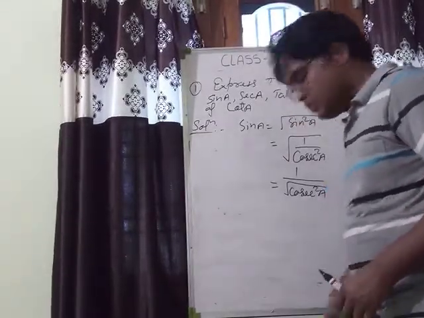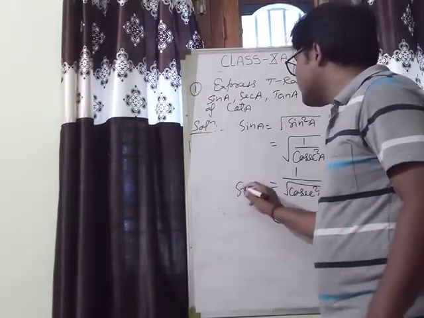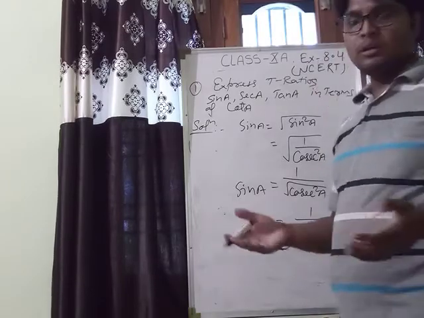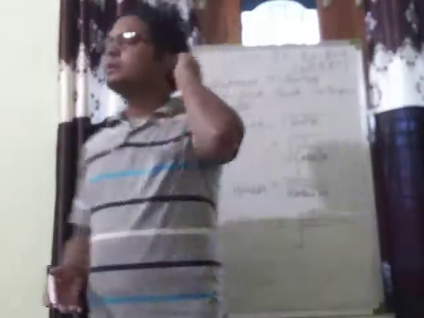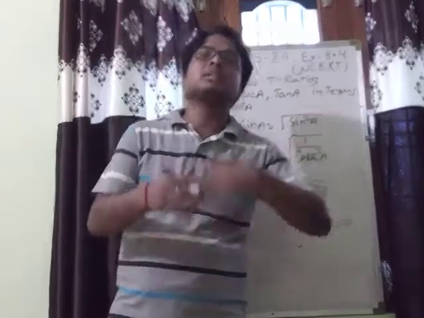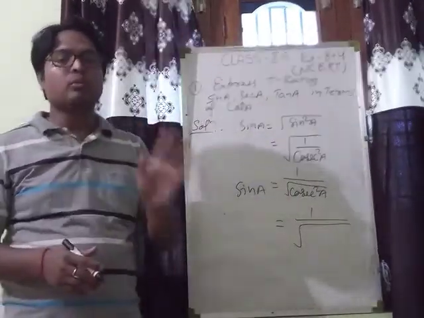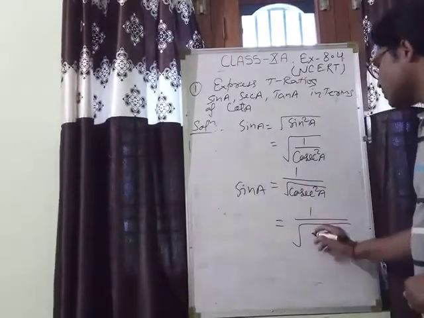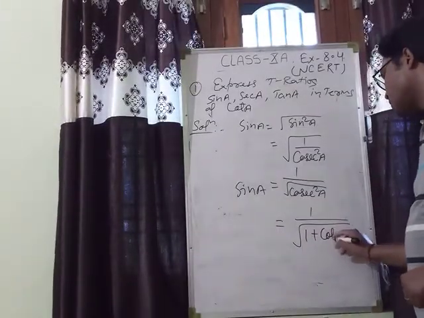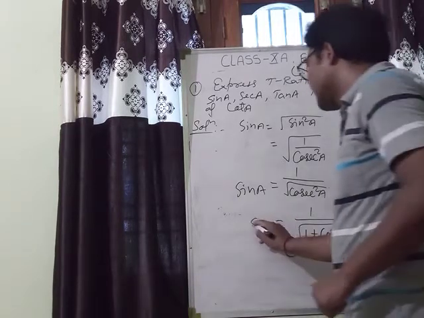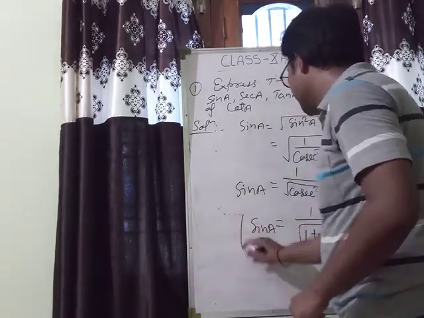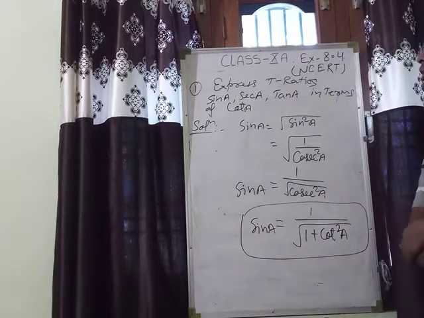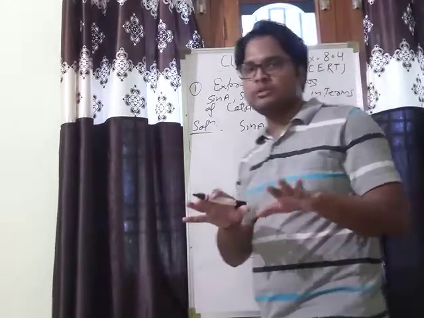Now, in the question we have to convert sin A in terms of cot A, that is 1 by root, and we recently proved that cosec square A is equal to 1 plus cot square A. You can check the list of identities. So cosec square A can be written as 1 plus cot square A. So you can see this sin A expressed in terms of cot A. Okay, so that is the solution of question number first.